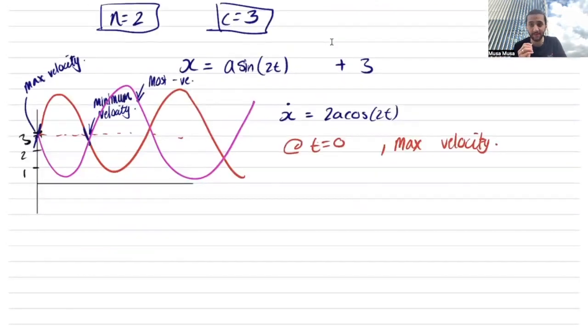Another way that you know you have maximum velocity is because we can look at our second derivative. X double dot equals minus n squared, minus whatever this is, minus 4, x minus 3. Wouldn't you say that you have the highest velocity when acceleration equals 0?